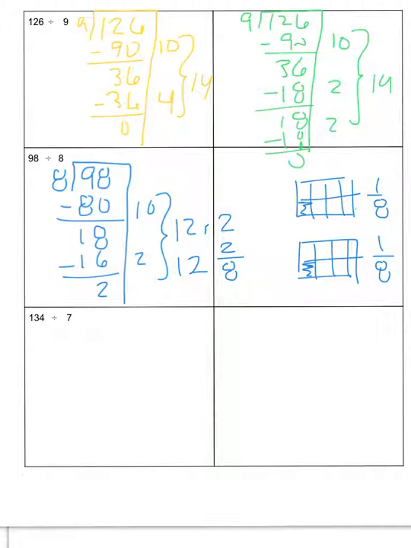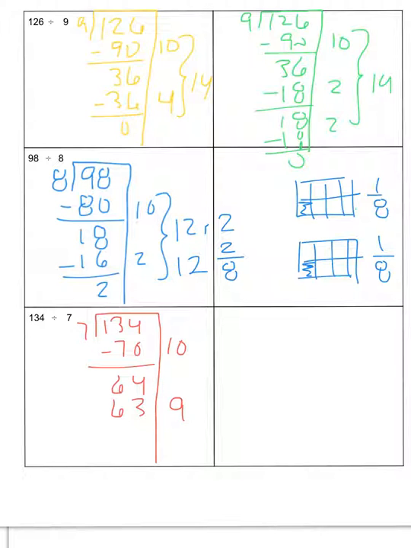Another way we can look at a problem, let's look at the last one. The last one's 134, so our dividend's 134. Our divisor is 7. Again, 7 tens is 70. 134 lose 70 would give us an answer of 64. Now, 7 groups of 9 is 63. If you didn't know 7 groups of 9 is 63, you could do 7 groups of 5 is 35, and you could work your way down and then go from there. So we have a remainder of 1.